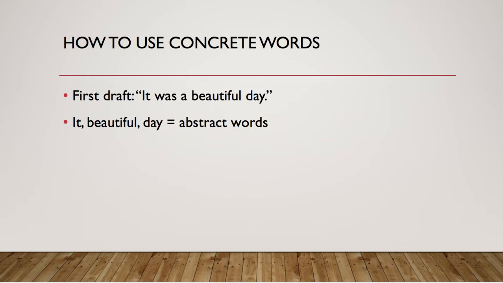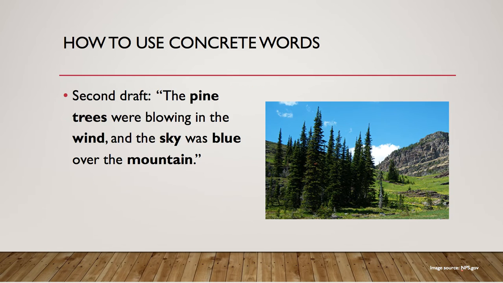When you're writing, you should try to use concrete words whenever possible, especially when you're giving an example or illustrating a point. Now, in a first draft, you might write using more abstract language, and that's okay. You can always go back to the abstract language to revise it and make it more concrete. Let's say you write in your first draft, "It was a beautiful day." The abstract words there are it, beautiful, and day. In your second draft, ask yourself, well, what was beautiful about it? What did you see, touch, taste, smell, or feel that let you know it was beautiful?